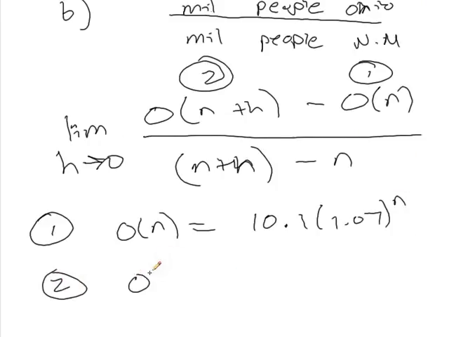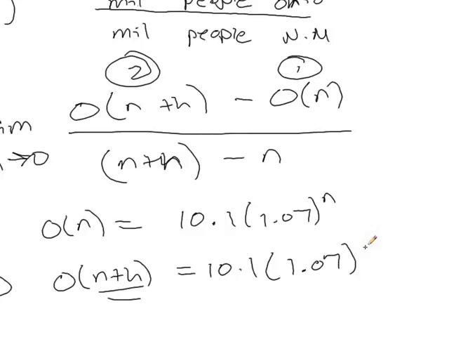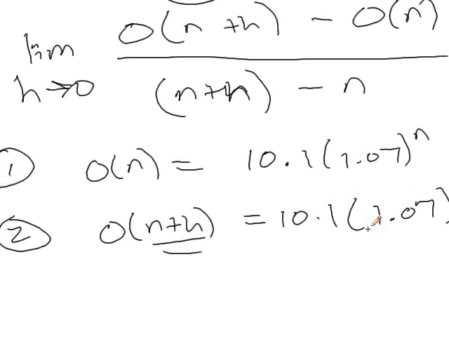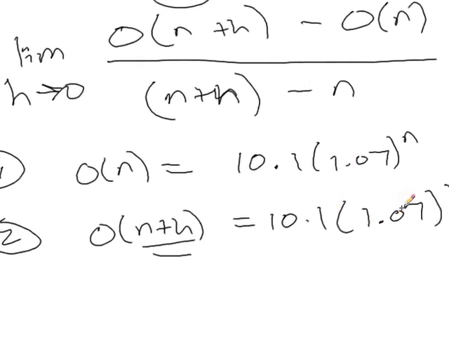So O of N plus H is actually pretty easy. All we need to do here is replace N with this, and there's not really anything to FOIL here. Put an N plus H up here, except the trick that we're going to do involves using a property of exponents, and we're going to do it for a pretty good reason.